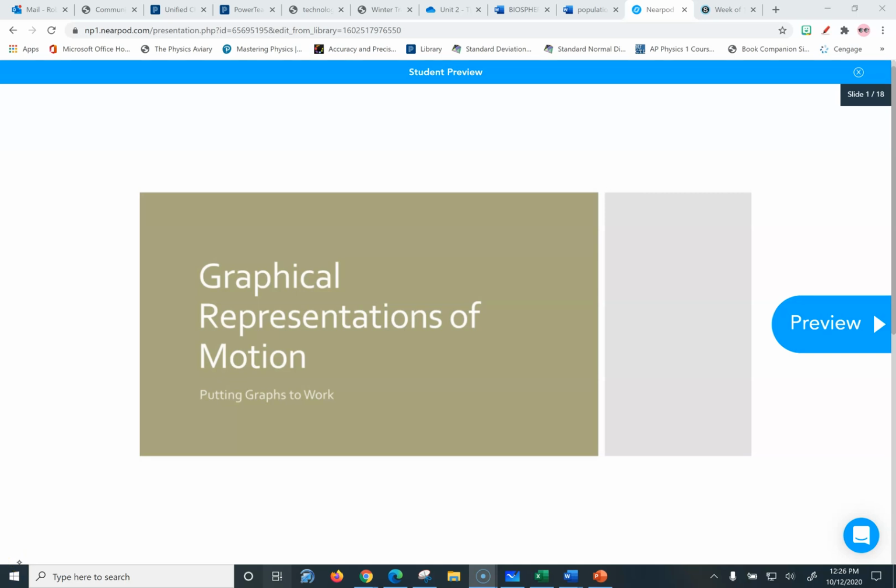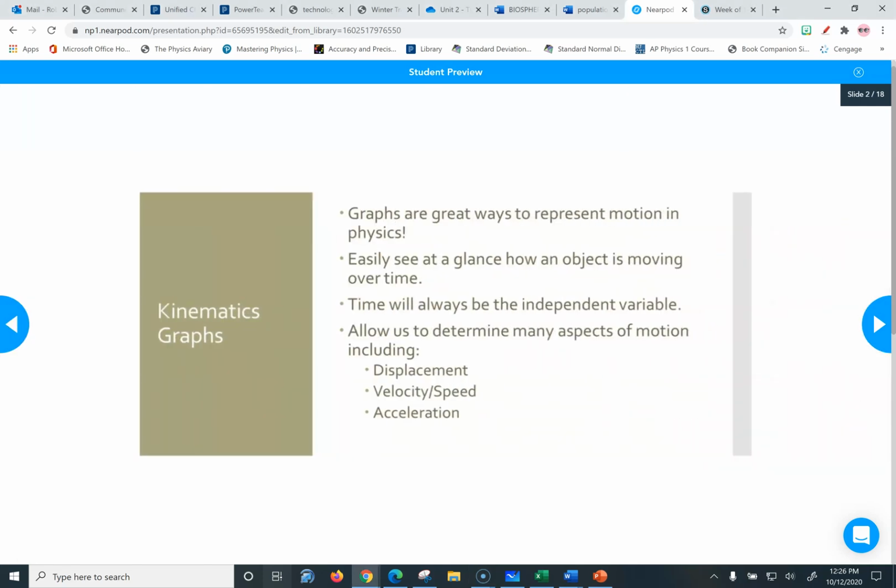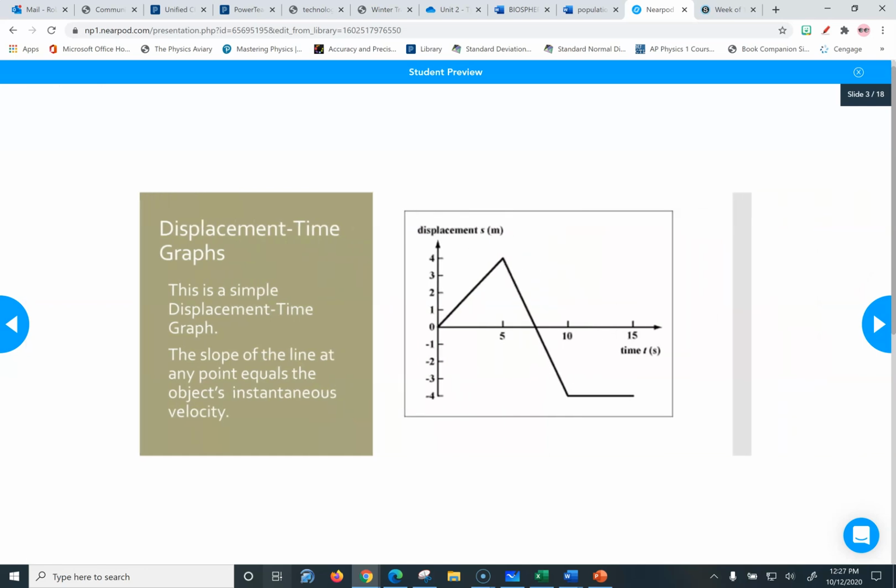Good morning, kids. We're going to take our motion graphs a step further today, and we're going to add a new type of graph today, velocity versus time. Kinematics, the study of motion, is what we've been looking at, and we're still in that subject, and we're going to remind ourselves that graphs are a great way to represent motion in physics. It just gives you a whole lot of information in one small picture.